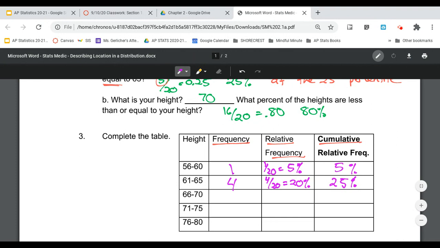Okay, so I'm going to pause here. Try to figure out how to do the table. Finish the table if you can. If you're totally stuck, unpause and I'll go over it. But pause here, try to finish the table on your own.